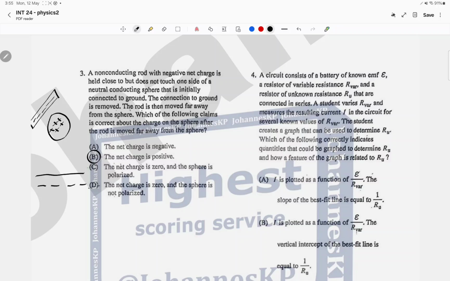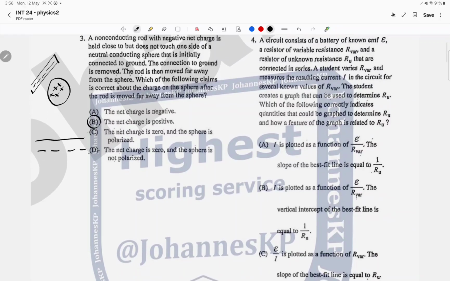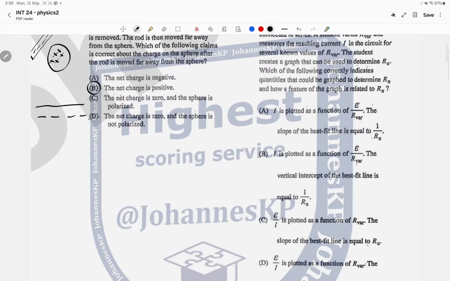4. A circuit consists of a battery of known EMF, a resistor of variable resistance, and a resistor of unknown resistance, connected in series. Alright, so EMF is equal to I times R var plus R U. Now we're measuring the current for several known values of R var. We also create a graph to determine R U basically.